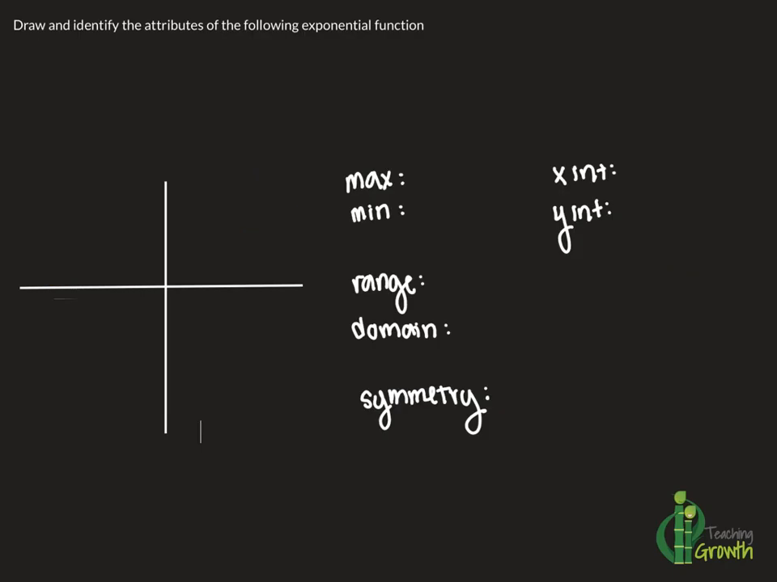So for this teaser, to introduce the idea of an exponential function, we are going to be going over a problem that a teacher might commonly ask, which would be to draw and identify the attributes of the following exponential function. And the exponential function that we are going to be using is f of x is equal to 2 to the x power. So an exponential function, f of x equals 2 to the x power, will look like this.